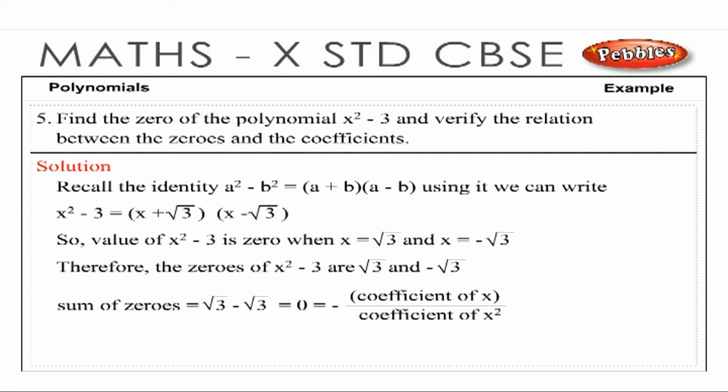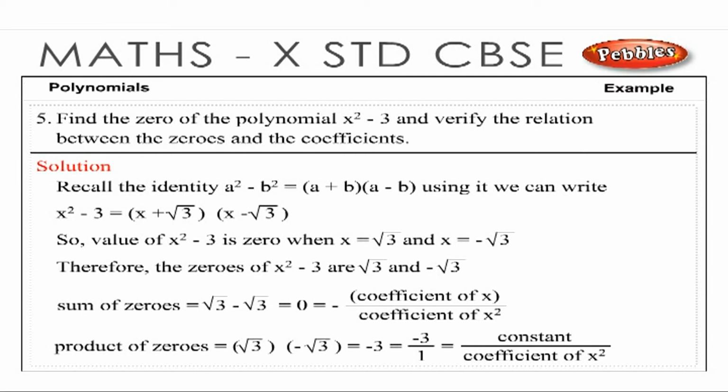Sum of zeros is equal to root 3 minus root 3, which is equal to 0, which is equal to minus coefficient of x by coefficient of x square. Product of zeros is equal to root 3 into minus root 3, which is equal to minus 3, which is equal to constant by coefficient of x square.